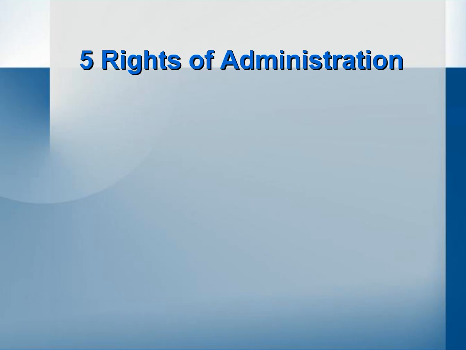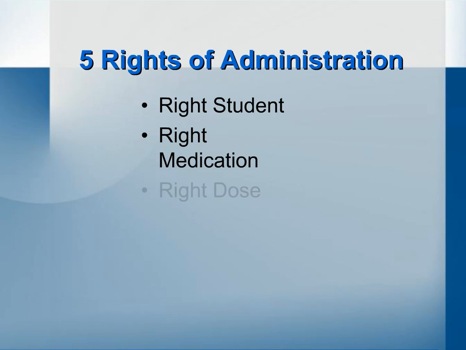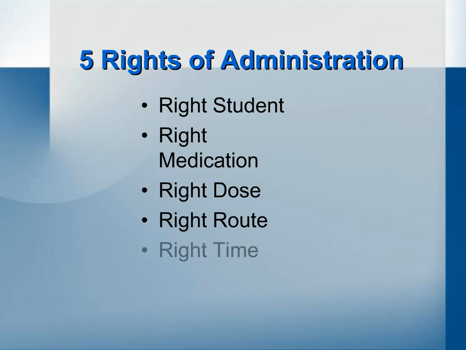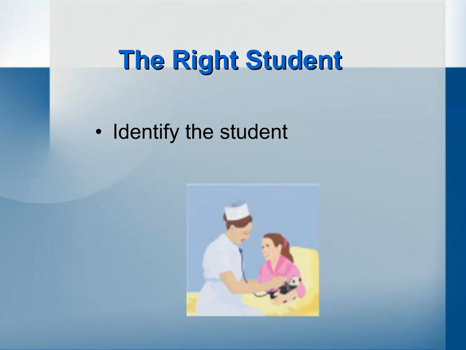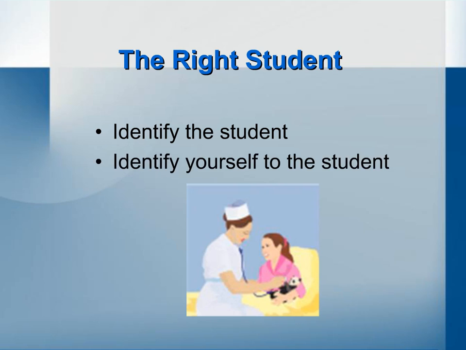All medication should be checked 3 times before given to make sure you have the right student, the right medication, the right dose, the right route, and the right time. Identify the student with the seizure activity by matching the photo on the student's health management plan to the student. Identify yourself to the student and let him or her know you will be helping them in the event of a Diastat emergency.